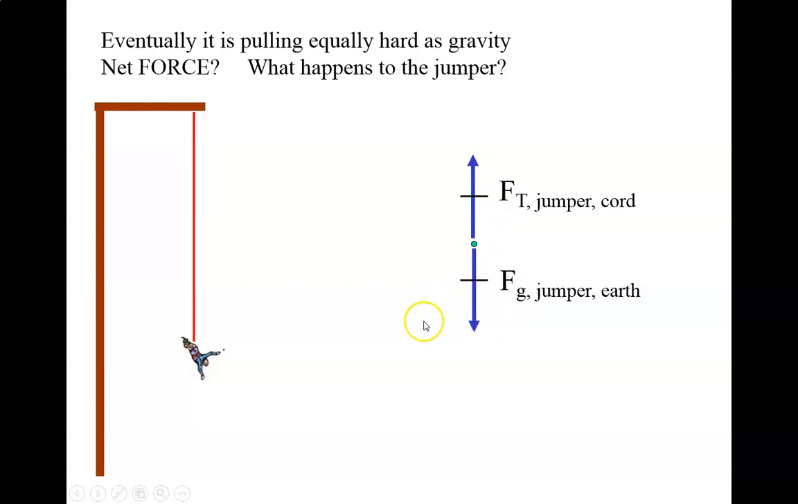What happens to the bungee jumper's speed? Does he stop? No. He keeps moving at a constant velocity. So he just stretched out the bungee cord to where the forces are balanced. At that exact moment that the forces are balanced, he travels at a constant speed.